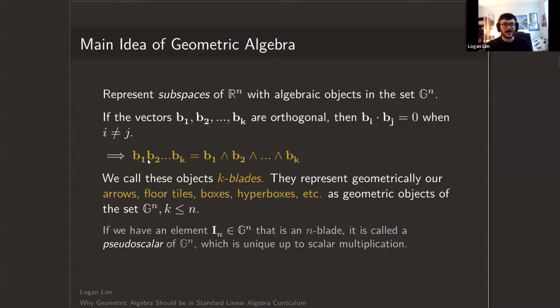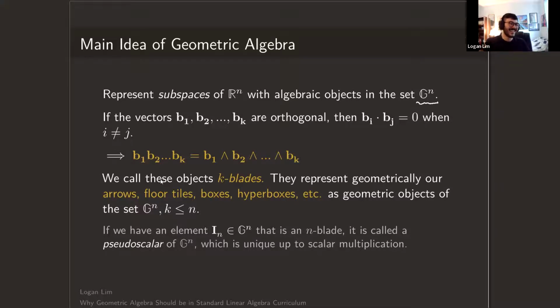So the main idea of geometric algebra is to represent these subspaces of Rn with algebraic objects in this new special set called Gn, which is an extension of Rn. If the vectors B1 to Bk are orthogonal, then the dot product is 0, and so this becomes just a wedge product. We call these objects k-blades. They represent geometrically things like our arrows, our floor tiles, our boxes, etc., as geometric objects of Gn. And we have this very special element called the n-blade, which is when k equals n, the maximal dimension of products you can make.